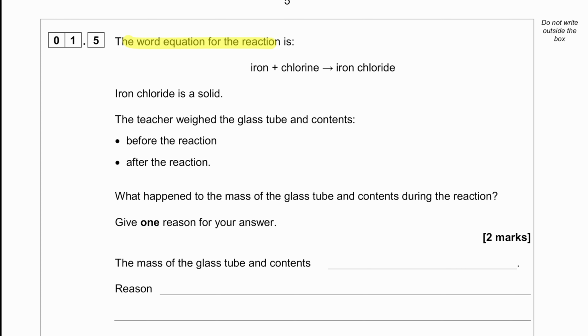The word equation for the reaction is iron plus chlorine producing iron chloride. Iron chloride is a solid. Actually, iron chloride is a salt, so definitely it's going to be a solid.